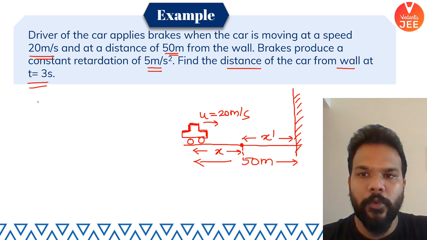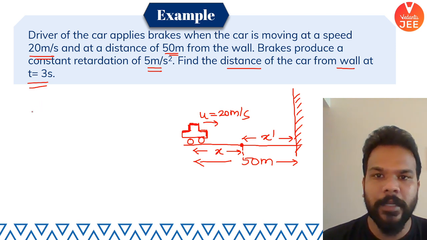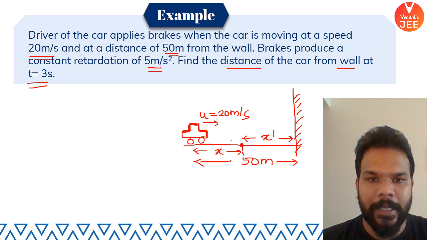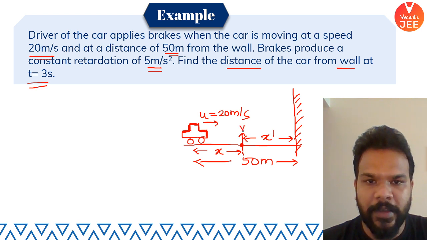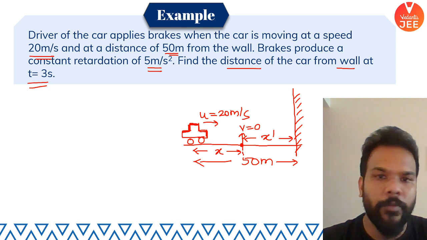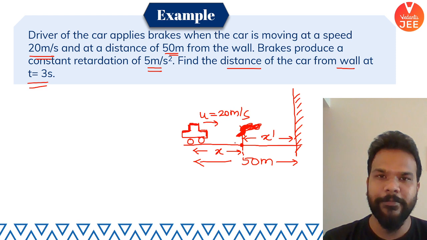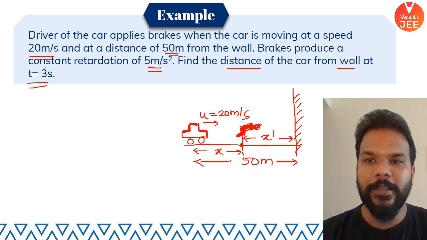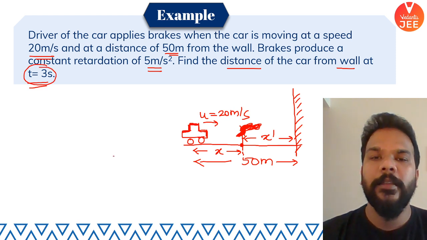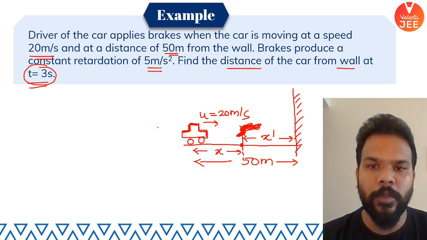So simple, all we have to do is find out the value of the displacement covered by the car. By the time the car will reach here, obviously its final velocity has to become 0, but no, we are not sure whether the velocity will become 0 or not. That's not what the question is asking. Pardon me. The question is only asking us to find out the displacement covered in 3 seconds and where exactly the car is with respect to the wall.